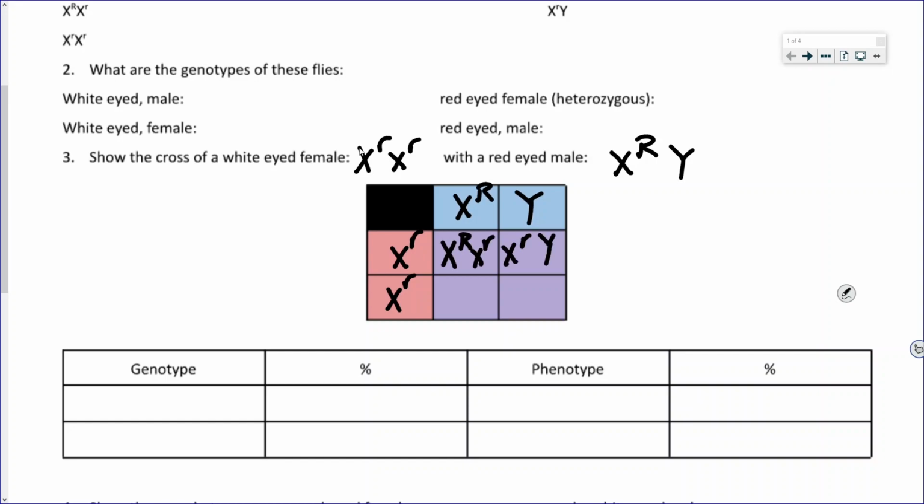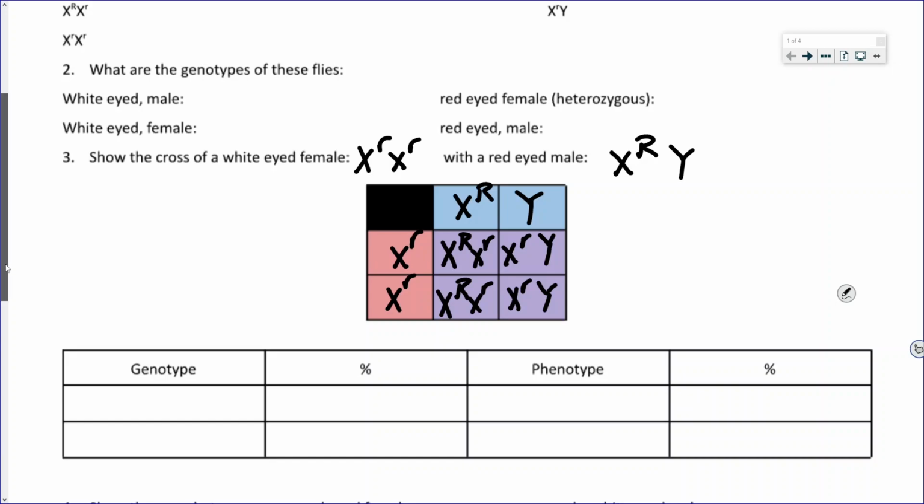What you'll notice right away as you fill out these Punnett squares is that half of the children should be females and half of the children should be males. That should make sense because the male is either going to donate an X or a Y, which will then determine if the baby is a male or a female, because the females only ever can donate an X. They can't donate any other chromosome.